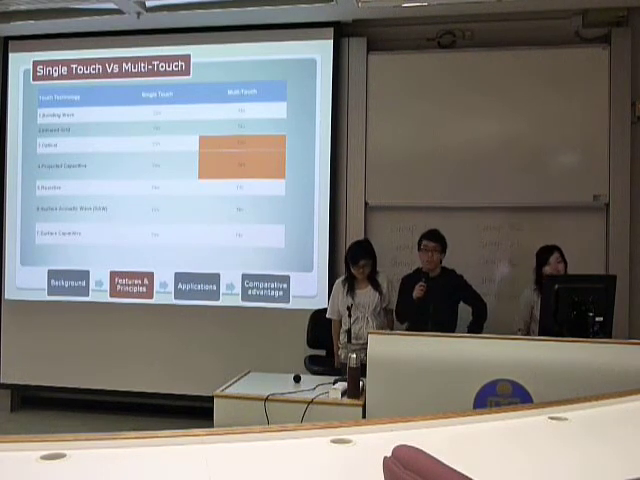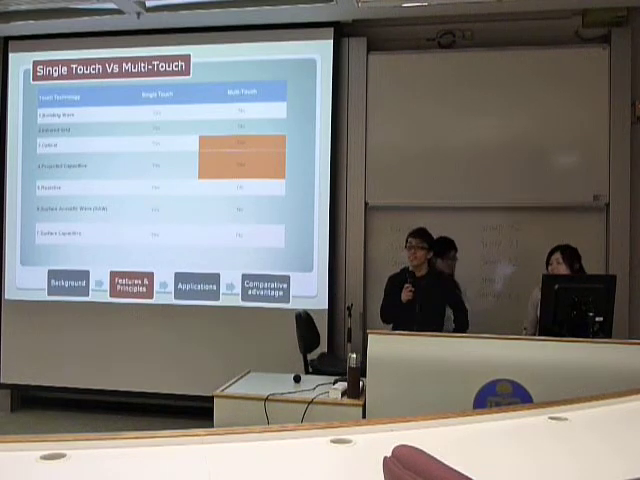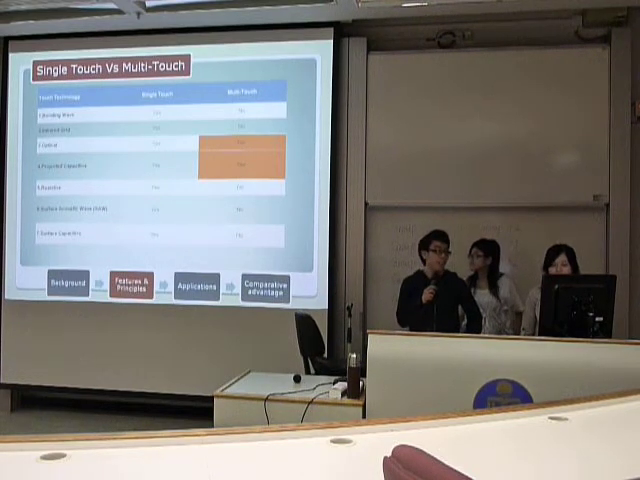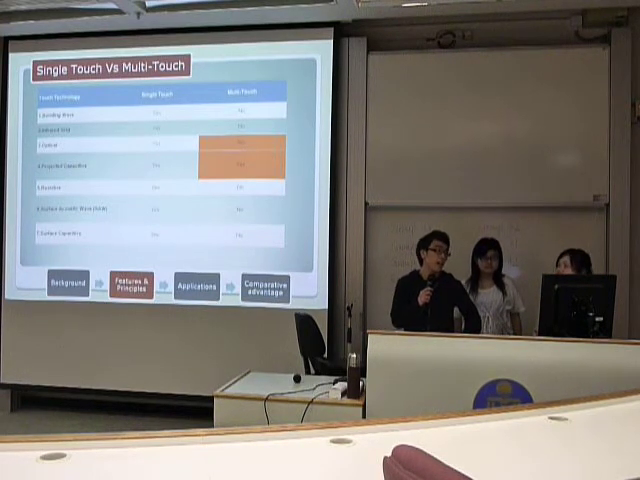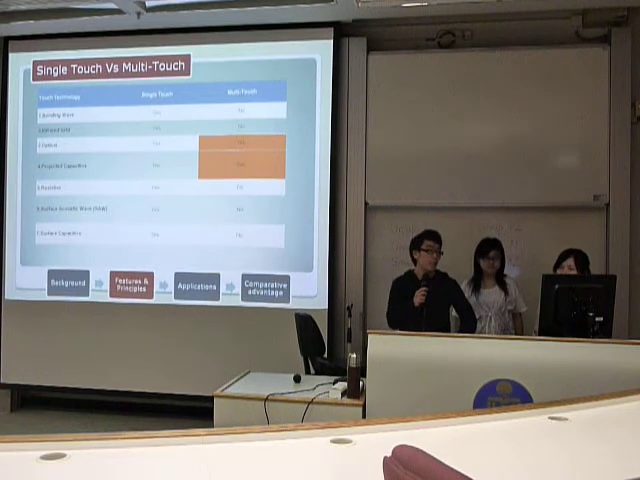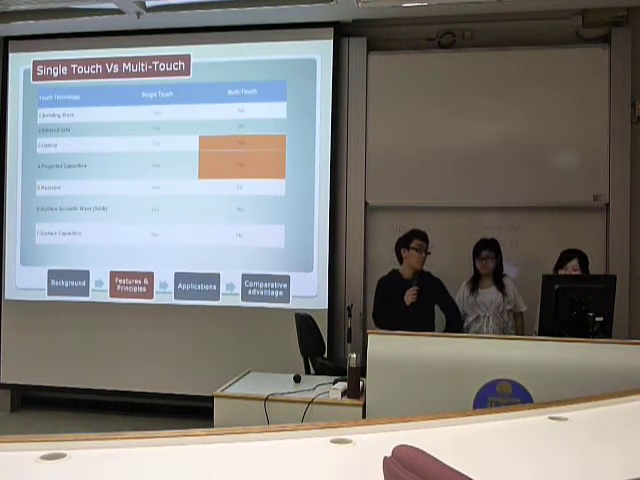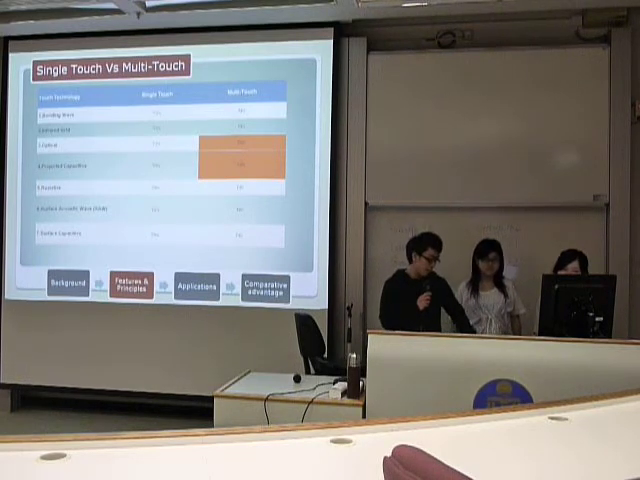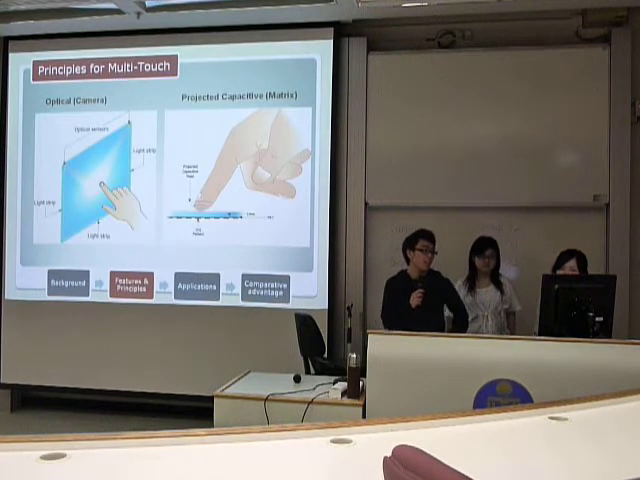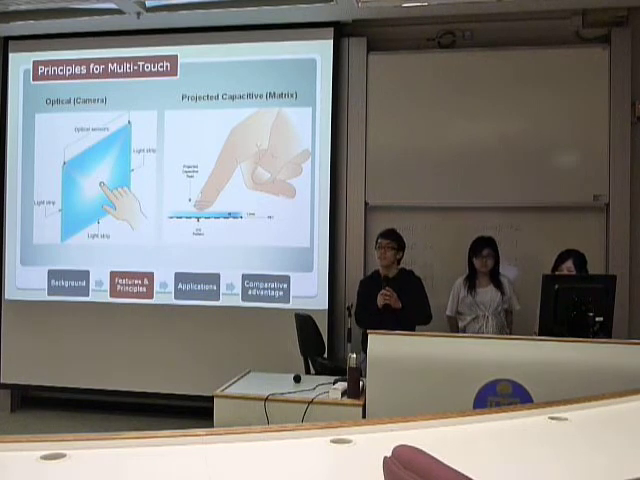So actually there are various principles which touch technology uses, and in the comparison between single touch and multi-touch, you can see from the graph that there are two main touch technologies that multi-touch uses, namely the optical camera as well as the projected capacitive. And to further illustrate the idea, we will go through two demonstrating pictures.